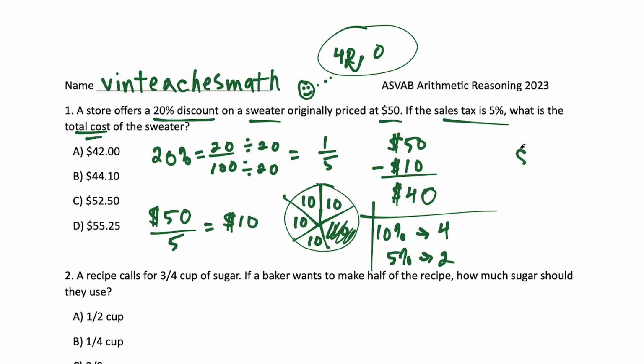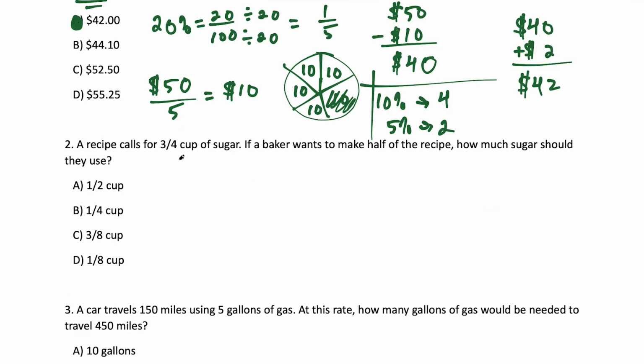So then the total here would be $40 plus $2. And this is going to work out here to $42. So that's the total cost here after the discount and with the tax. So choice A. Question 2, we have a recipe calls for 3/4 of a cup of sugar.